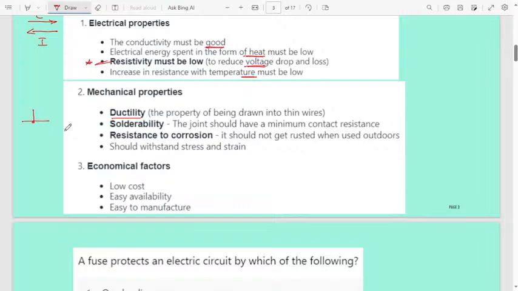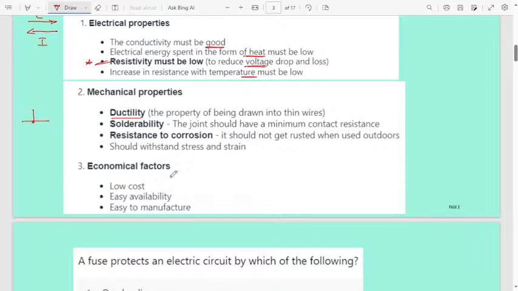Resistance to corrosion, it should not get rusted when used outdoors. Yes, then it should withstand stress and strain. These are the mechanical properties. If the conductor does not easily undergo corrosion, and if it is free from stress and strain, then it will be a good conductor.